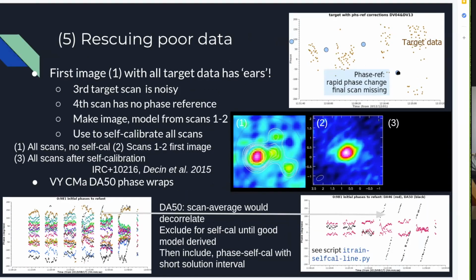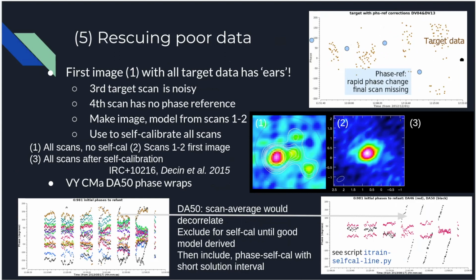So here you see that the last scan was completely missing on the phase reference source, and the target data, after applying the corrections, the last scan is very noisy. And actually the scan before that is quite noisy because the phase reference was setting. And so when we made the first image, number 1 here, applying the phase reference solutions using all the target data, it had this really weird sort of cloverleaf structure, or like Mickey Mouse lying on his side.